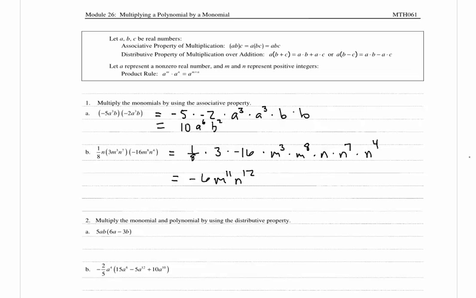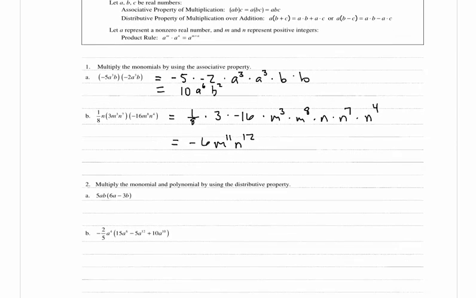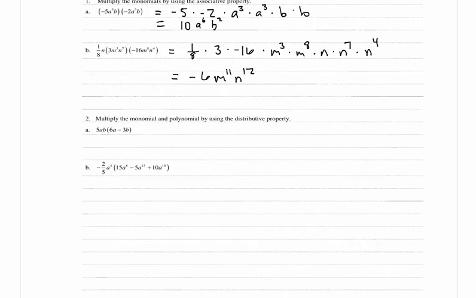And 2, we want to multiply the monomial and polynomial using the distributive property. And the distributive property tells us that the monomial that's out in front of our polynomial needs to get distributed to both terms inside the parentheses. So we have 5ab times 6a minus 5ab times 3b.